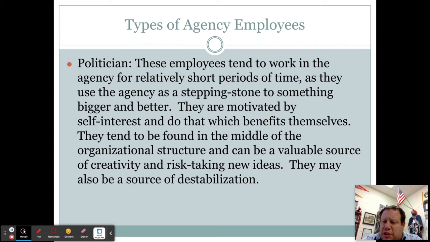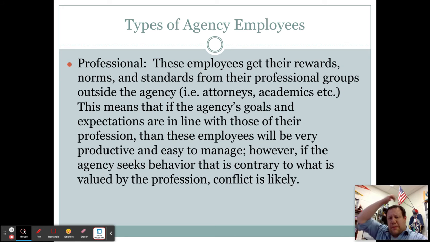They're kind of in the middle of the structure, and they may cause destabilization because they may change things and bug out, that kind of situation. So they're trying to find a way to utilize government jobs to get into something better, whether it be politics or a private gig, whatever it might be. They're trying to use politics as that stepping stone. You have your professionals who essentially come from outside, attorneys, academics, etc., and then get involved in an agency later on. And so then they may have a special position within that.